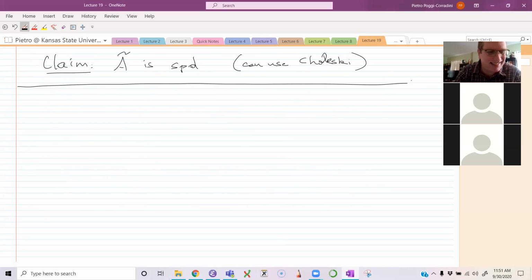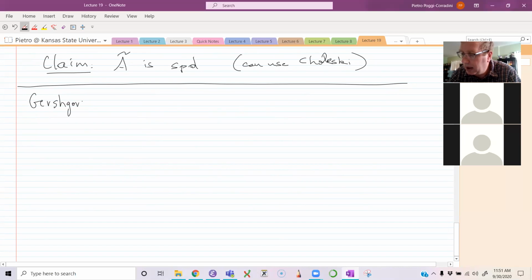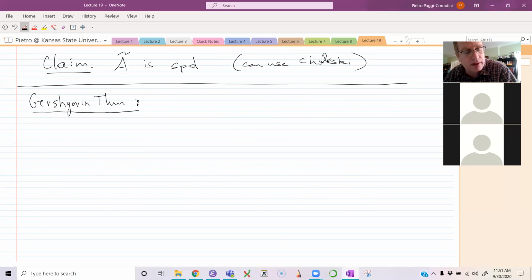All right. So the claim that this is positive definite will follow from a very important theorem with a kind of hard name to pronounce here, Gershgorin. Have you ever seen this theorem before? Just this morning, when I was looking at bounding matrix.